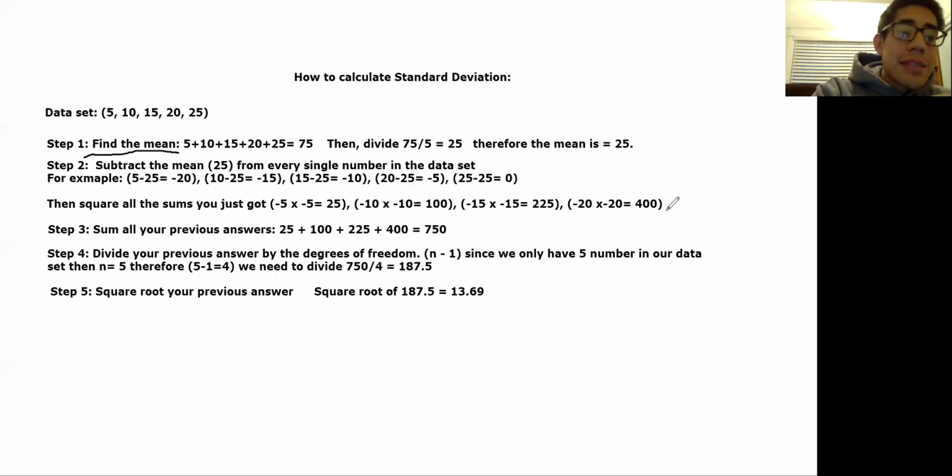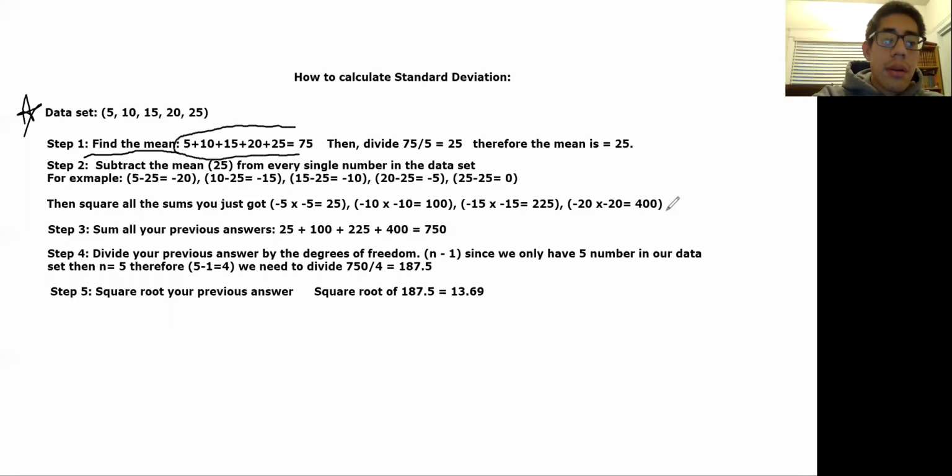If you notice, this is the data set we're going to be working with. There's only 5 numbers in this data set: 5, 10, 15, 20, and 25, which means that if we want to find the mean, we have to add up all these numbers, and that's what I did here. I added up 5 plus 10 plus 15 plus 20 plus 25, right? I added them all up, and I got 75. Then I divide them by 5.